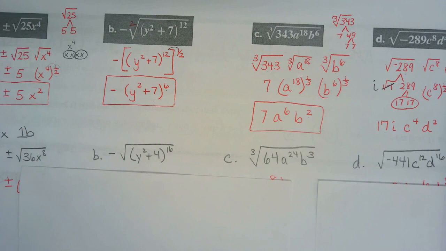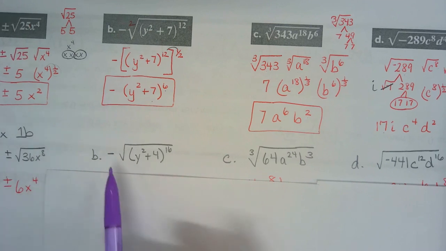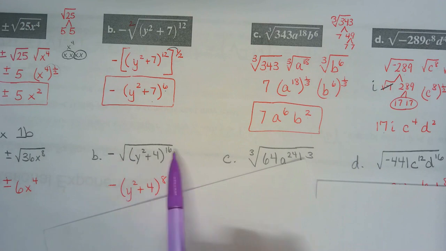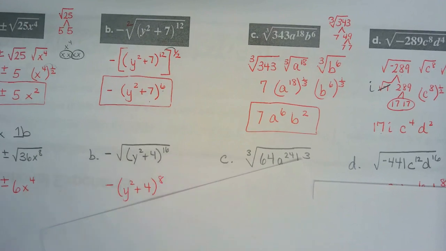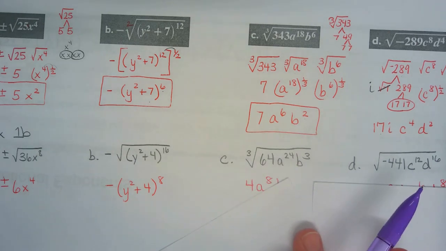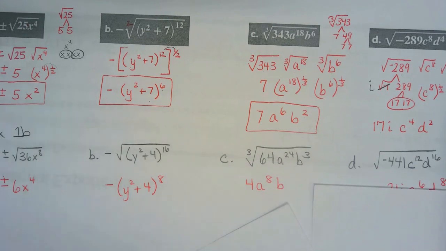Okay, so on letter A, you should have gotten the positive and negative 6, and then half of this 8 would be x to the 4th. The next one is just a negative square root, so I'm doing the negative of that expression, and then square root means I'm doing half of this, so that would be 8. The next one, you're doing a cube root, so you are finding the cube root of 64, which is 4. Now I'm doing a third of these exponents, so I would have a to the 8th and just b to the 1st, or just b.